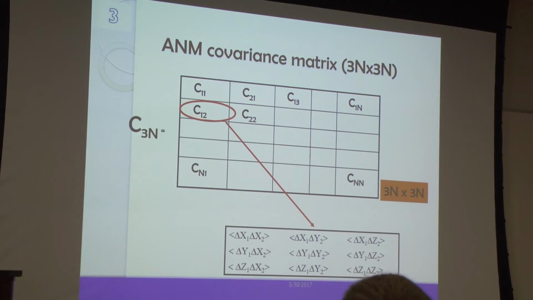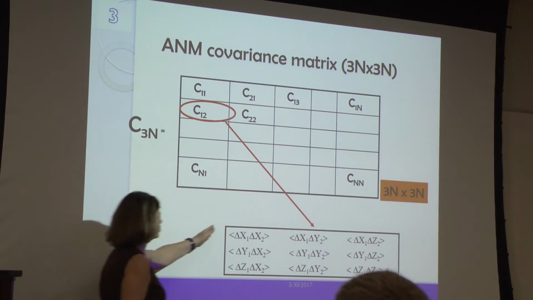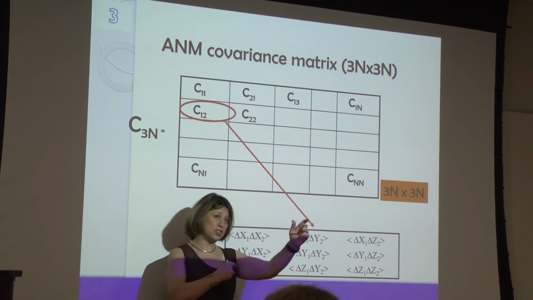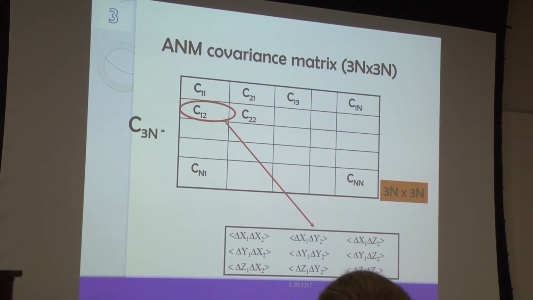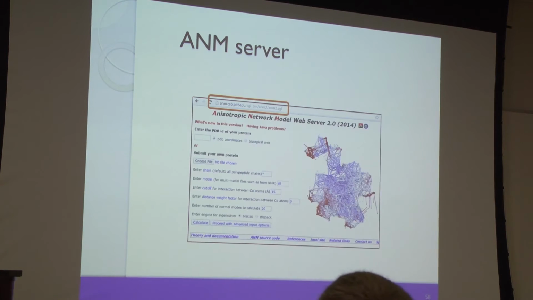And now the covariance matrix, you remember we had the n by n covariance? It's also 3n by 3n, because each element is a super element composed of 3 by 3 components. Now we decompose the x, y, z components and the correlations between x and y and z directions too. So that's so far about the theory.